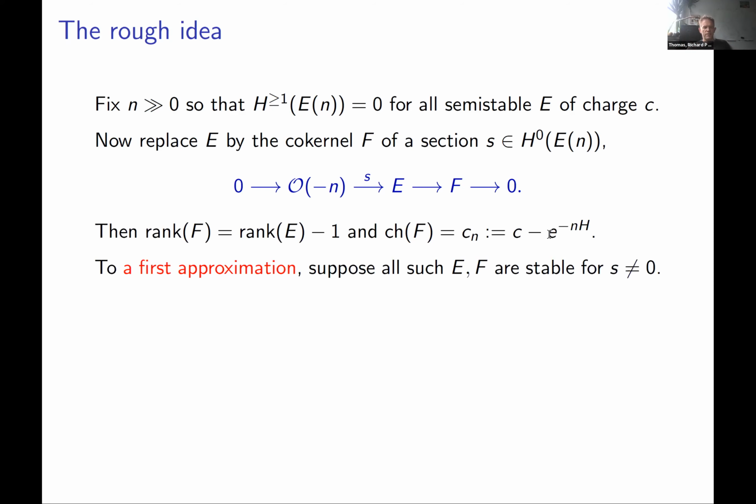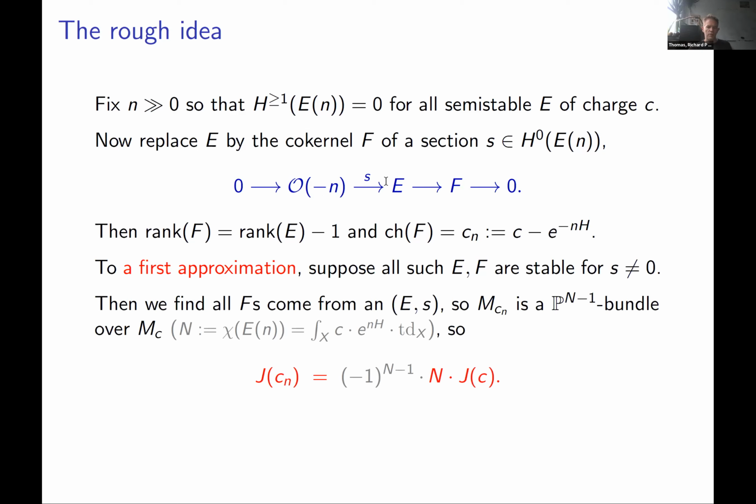To a first approximation for the rest of this slide, pretend that everything here is stable. So if E is stable, and s is non-zero, let's pretend that the cokernel is also stable. Generically this happens. In real life, it doesn't, but let's pretend. Conversely, if you have a stable F and an extension by this line bundle here, let's suppose the result is also stable. Okay. Then what you find is that the F's are basically the same data as the E's and the s's.